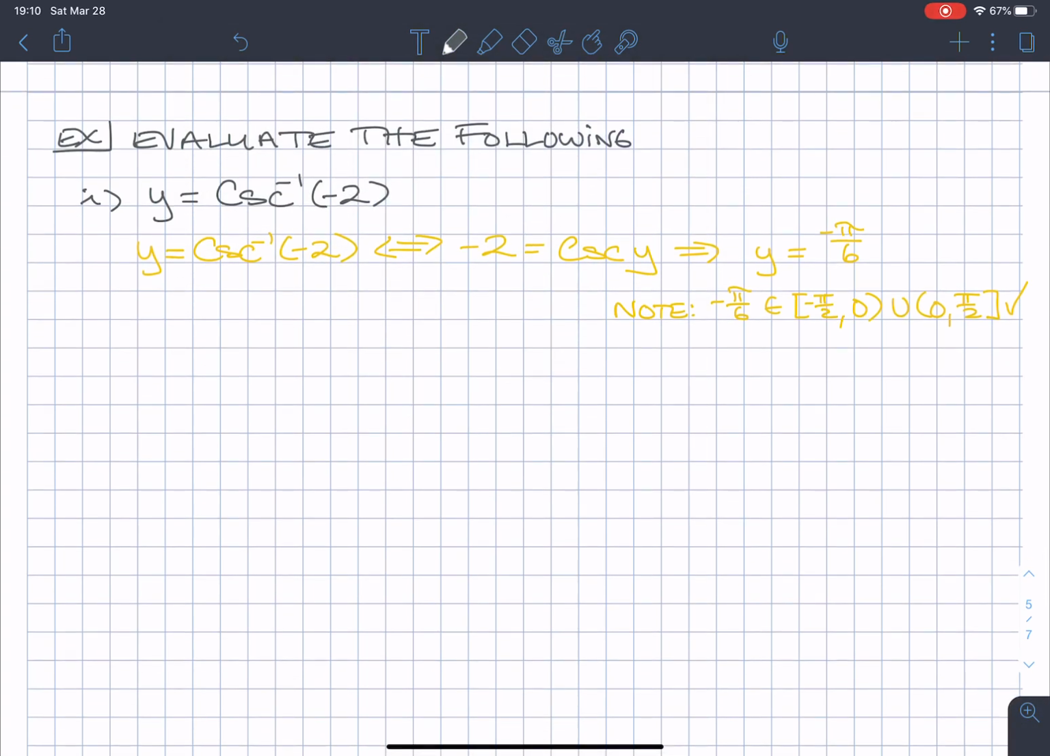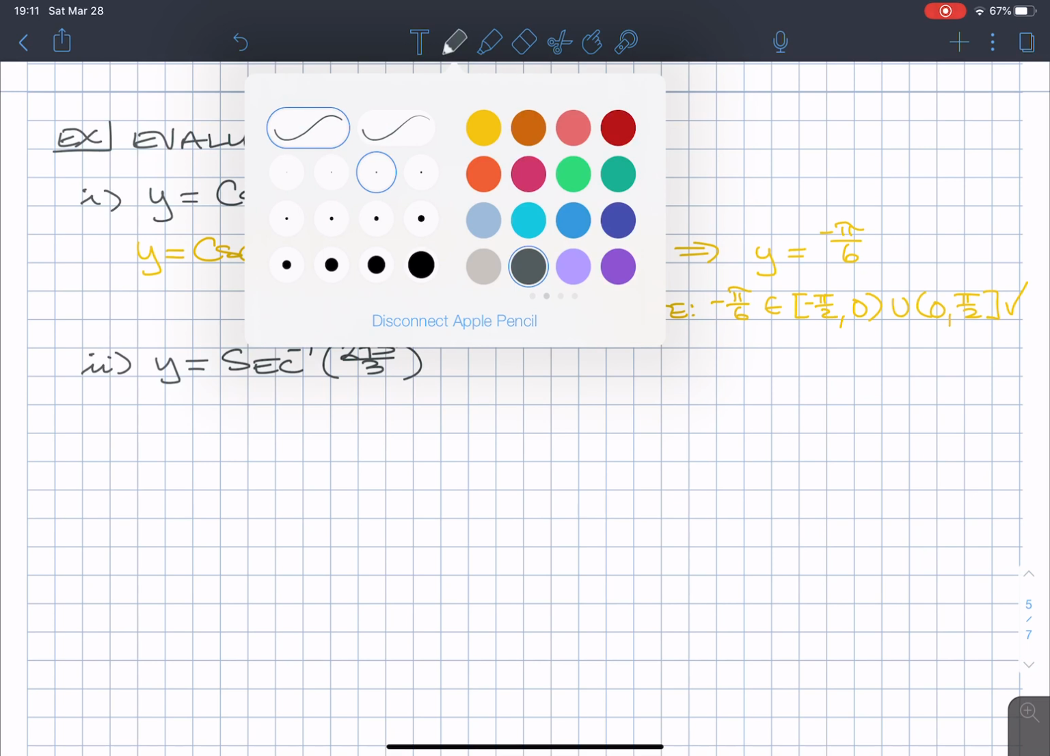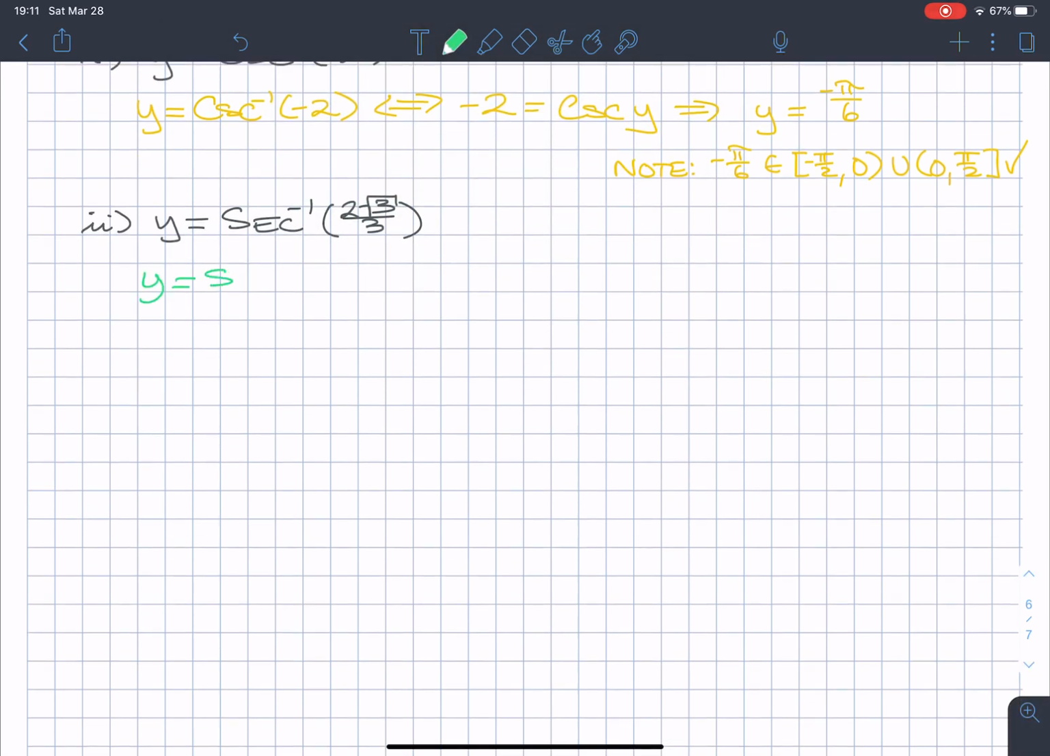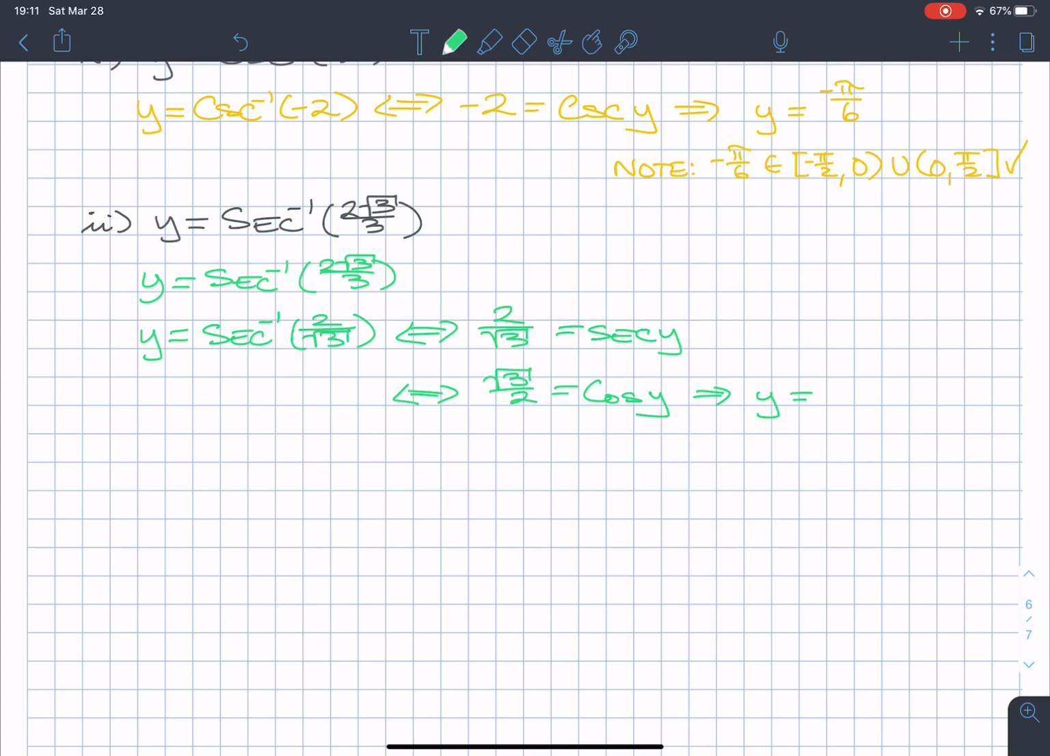So number 2, let's have y is equal to secant inverse of 2 root 3 over 3. Once again, I've rationalized this, but we can, quote, unrationalize this. So y is secant inverse of 2 over root 3. Well, that's the same thing as saying 2 over root 3 is normal secant of y. And that's the same thing as saying root 3 over 2 is cosine of y, the reciprocal. Well, that means that y must be equal to, where is cosine root 3 over 2? Pi over 6.